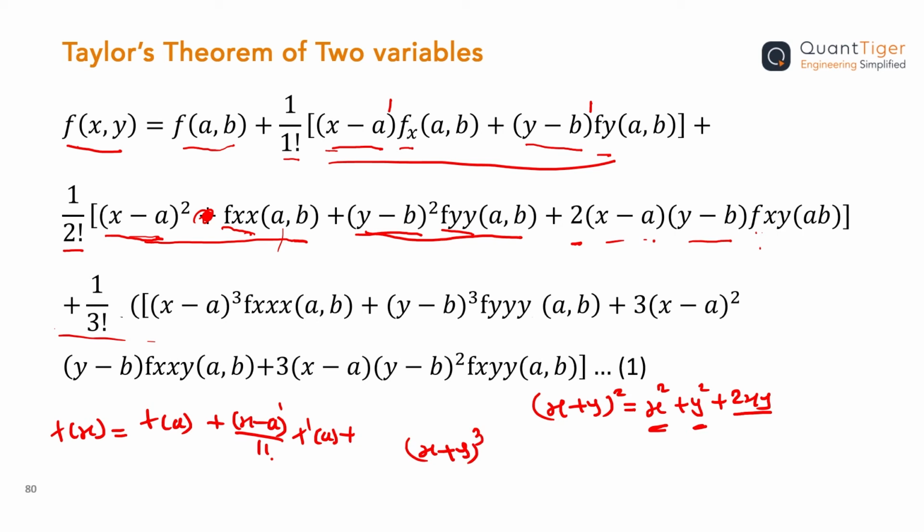Now we will be increasing the power of x minus a. Here earlier we took 2, now we will take 3. As the power of x minus a increases, the power of y minus b will also increase. Whatever the power is, the factorial in the denominator will be the same, and the order of differentiation will be the same. So 3 times, triple order derivative we will be doing. So f triple x, that's what I have written here.